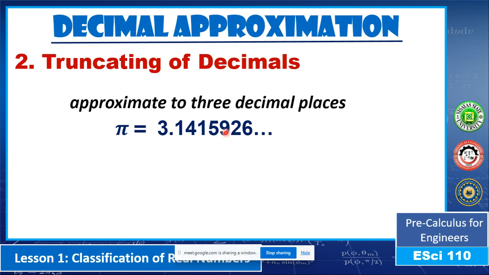For the next one, truncating decimals, actually this is easy, because there is no condition. Do you know why?